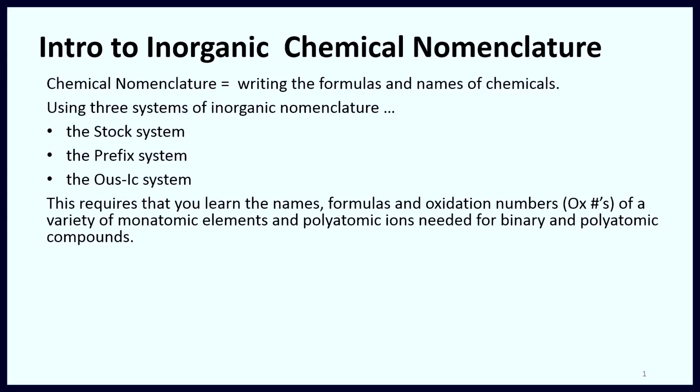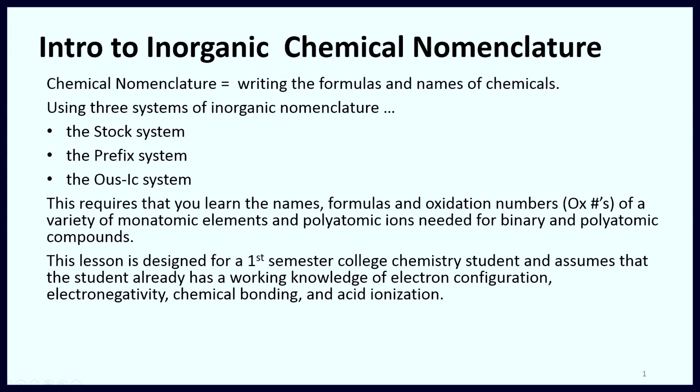Now, this will require that you learn the names, the formulas, and the oxidation numbers of a variety of monatomic elements and polyatomic ions needed for binary and polyatomic compounds. This lesson is designed for a first semester college chemistry student and assumes that the student already has a working knowledge of electron configuration, electronegativity, chemical bonding, and acid ionization. Now, I'll be making reference to these concepts and briefly reviewing them throughout the lesson.